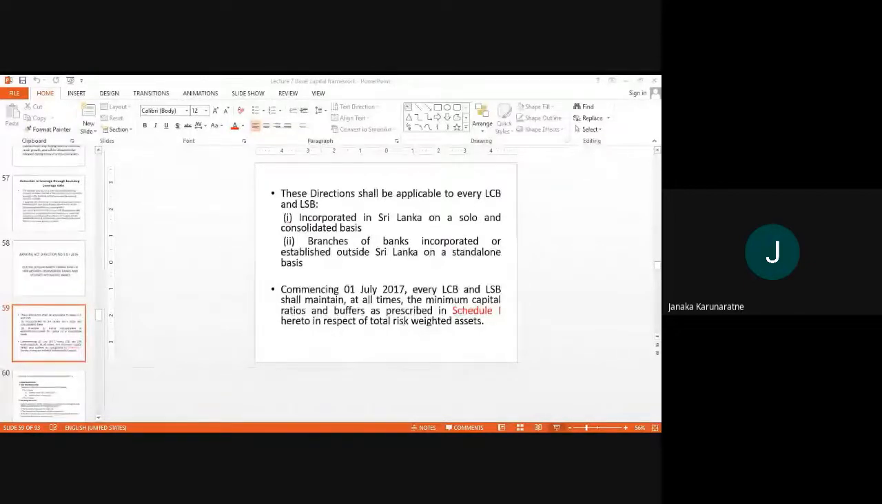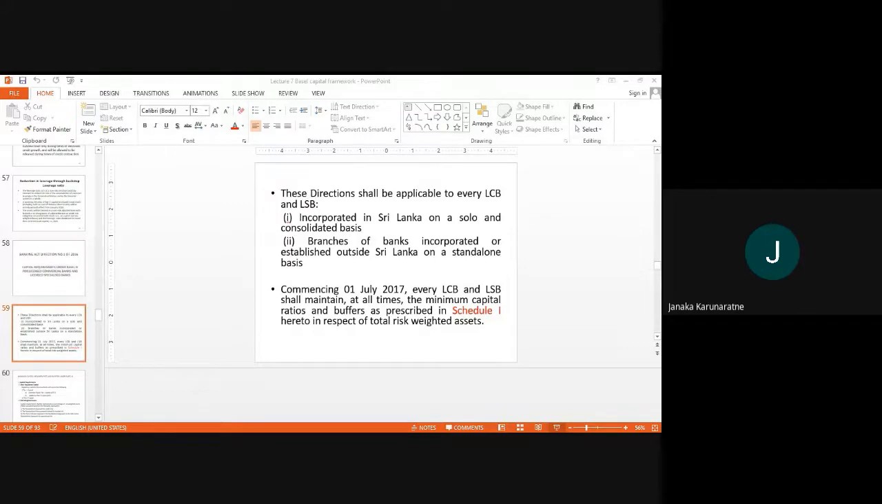So these directions shall be applicable to every LCB and LSB, that is licensed commercial bank and LSB, incorporated in Sri Lanka, on a solo and consolidated basis. That is because in the capital adequacy direction, Basel tells regulators that the capital adequacy requirement should be applicable on an individual basis for the bank, and if the bank is part of a group, on a consolidated basis as well.